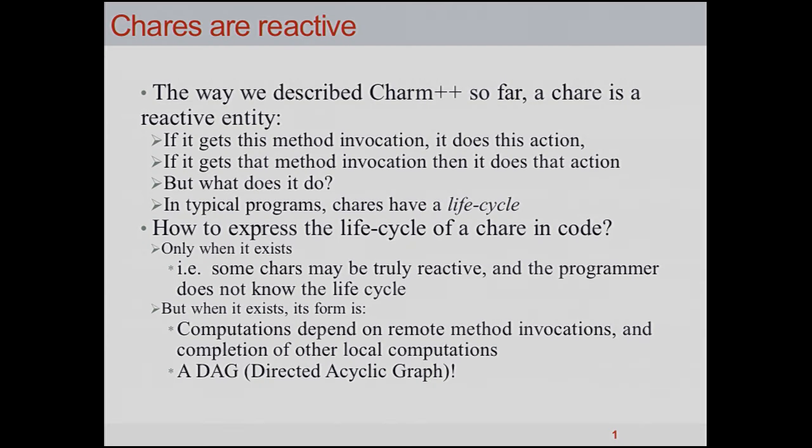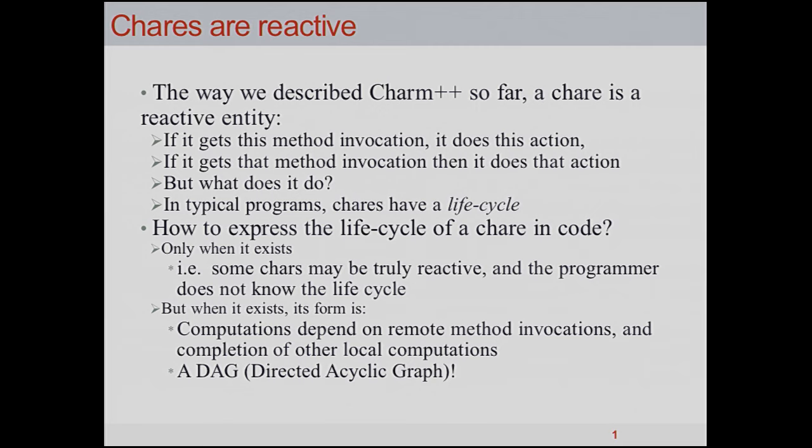So I will be very brief for this part. But what this part is basically saying is that so far what we learned is basic Charm++. You have objects, you have collections of objects, you have asynchronous method invocations, broadcasts, and reductions, right? Now, the program that you write using this basic language is going to be very reactive. That is, an object is a reactive entity. If you invoke this method, it does this work, and maybe will send some other message. If you invoke that method, you'll do that work and send some other messages and whatnot. But what does it really do? What is its life cycle? It is not separately expressed. It's an emergent property of their actions, right?